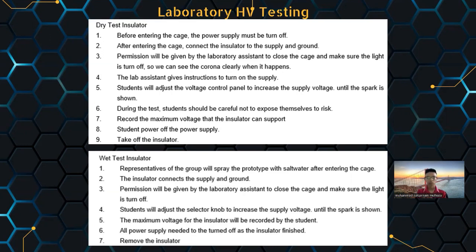The first step is that a representative of the group will spray the prototype with salt water after entering the cage. Second, connect the insulator to the supply and ground. Third, permission will be given by the laboratory assistant to close the cage, and make sure the light is turned off. Fourth, the student will adjust the selector knob to increase the supply voltage until the spark is shown.